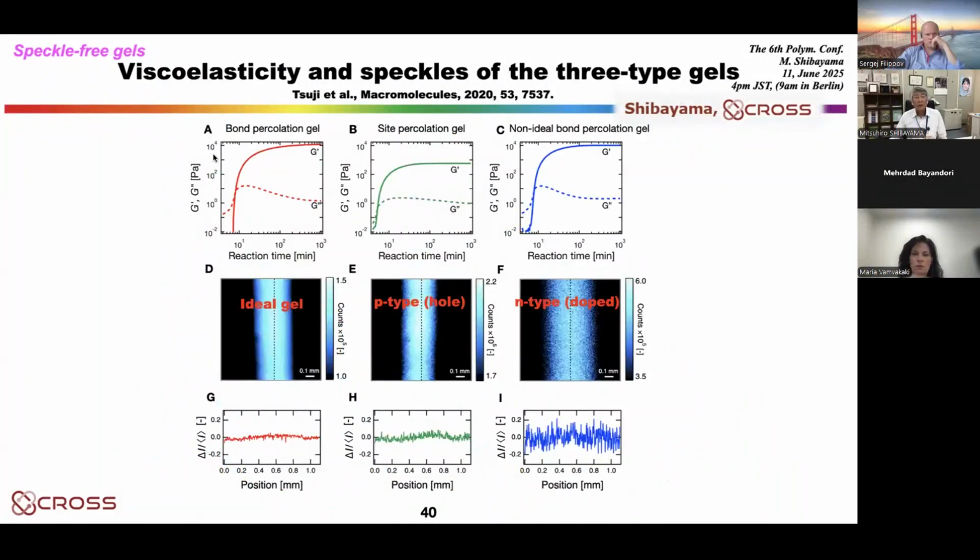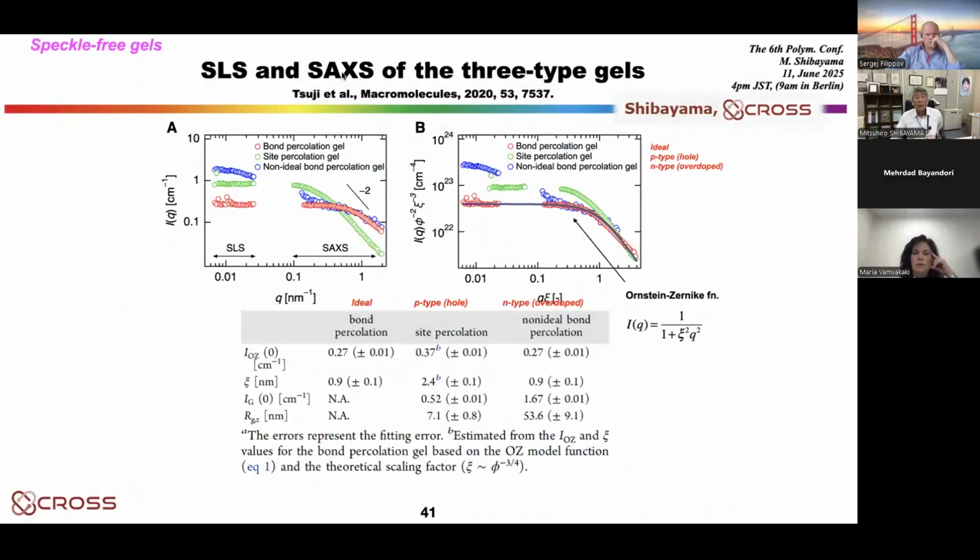This shows the comparison of the viscoelastic behavior and the speckles. We also did a SAXS experiment on the three systems: the ideal, the P type, and the N type. As you see here, for the bond percolation, the ideal gel has the lowest intensity; it is homogeneous. But the green one, the P type, becomes larger. And the overdoped one is more heterogeneous than the others. So we can estimate the correlation length and the radius of gyration if there are some aggregates. We can obtain all of this information from this.